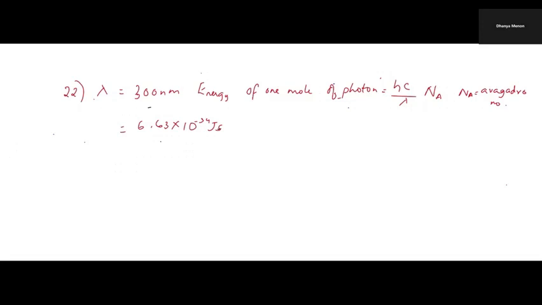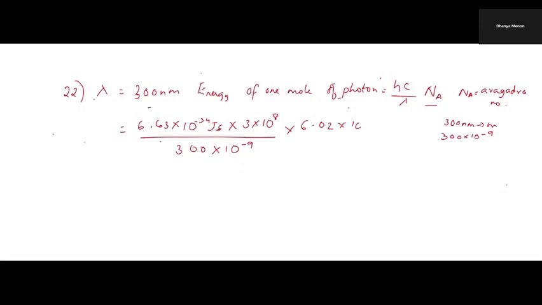Times the value of C, the speed of light, which is also mentioned in the question: 3 times 10 raised to 8, divided by 300 nanometer. So we need to convert 300 nanometer to meters, which is 300 times 10 raised to minus 9. We also have to substitute the value of Na, which is also given in the question, 6.02 times 10 raised to 23 per mole.